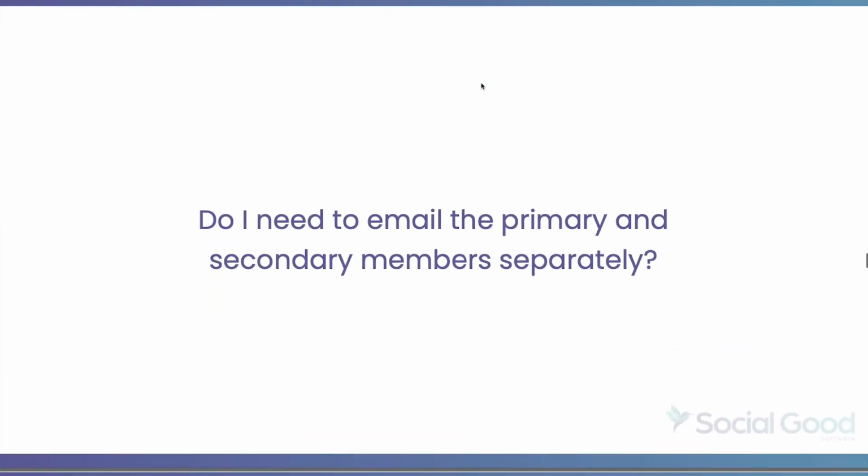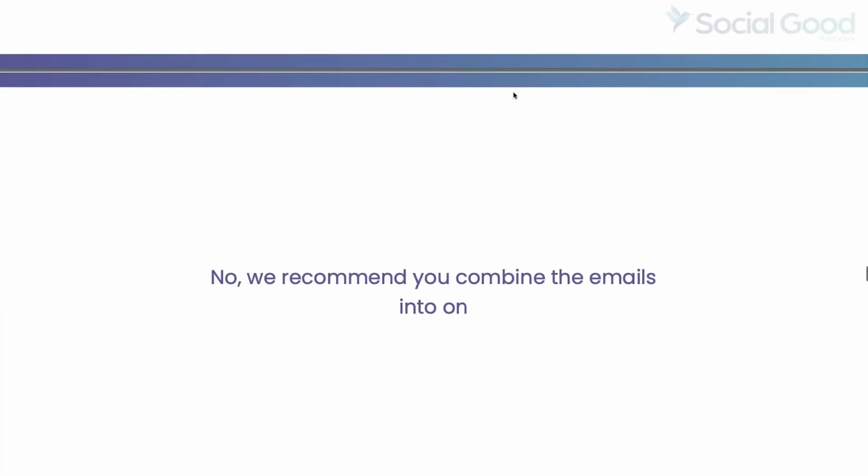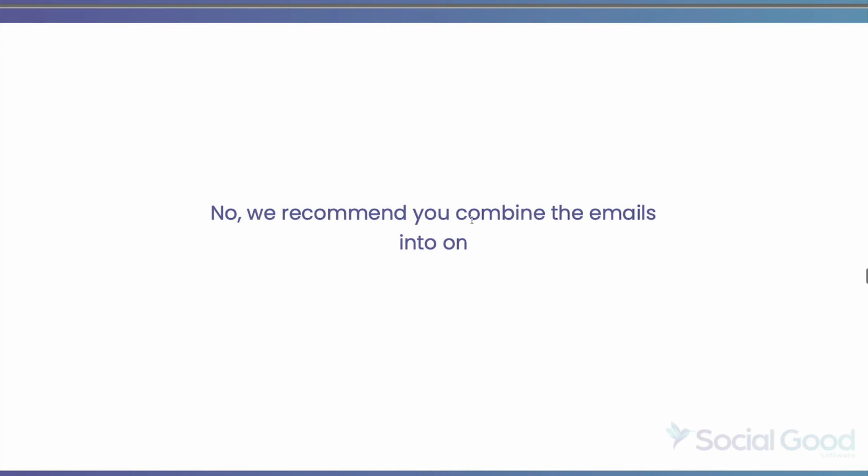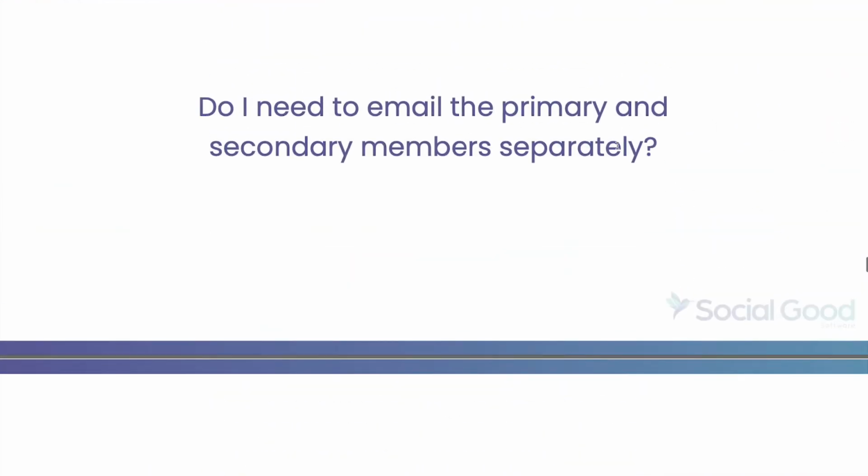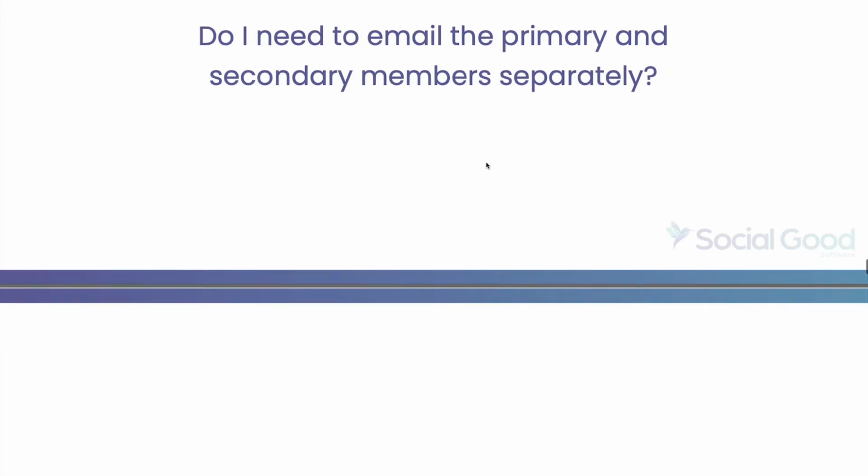All right, the next question here is, do I need the email for the primary and the secondary members separately? The answer is no. We recommend you combine the emails into one. So we want to go ahead and combine it into one, not have it split up into two emails. The reason for that is because sometimes we don't have the secondary member's email. So we just pass it on to the primary member to be able to send all this information out on their behalf.